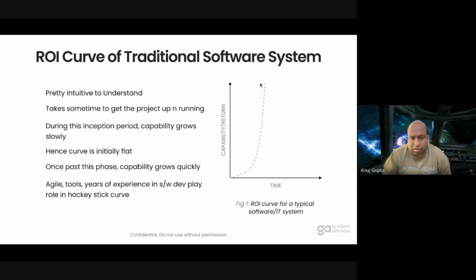Now, because of all of this, the ROI curve, or the capability curve, looks something like a hockey stick curve. Everyone understands here, right? Why I'm also calling it a return on investment, because once your system is ready, you can then start to take it quickly to the market, right? You can quickly start to do the sales and other parts of it, and it starts to show returns for you. In today's world, you don't have to wait for years and years to be able to do that. Does everyone agree with this broadly?